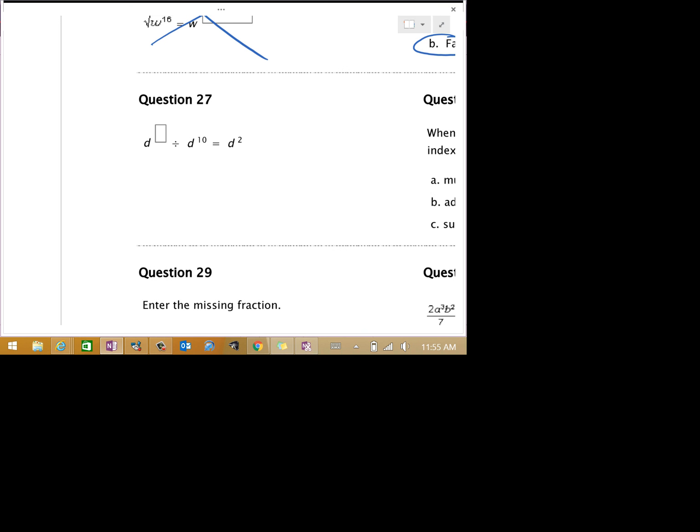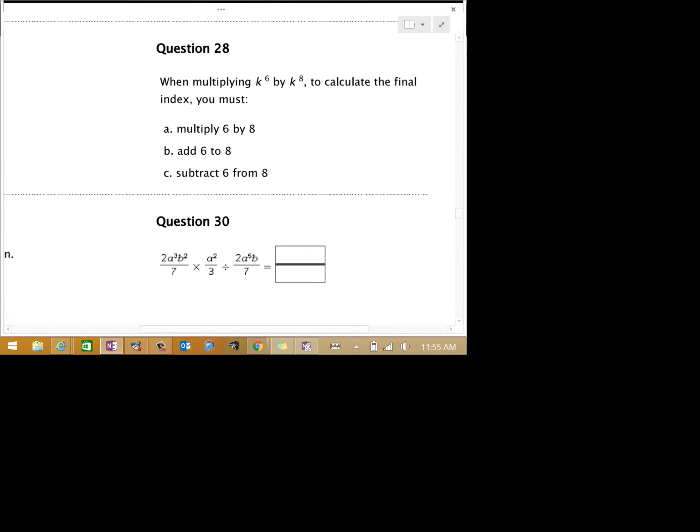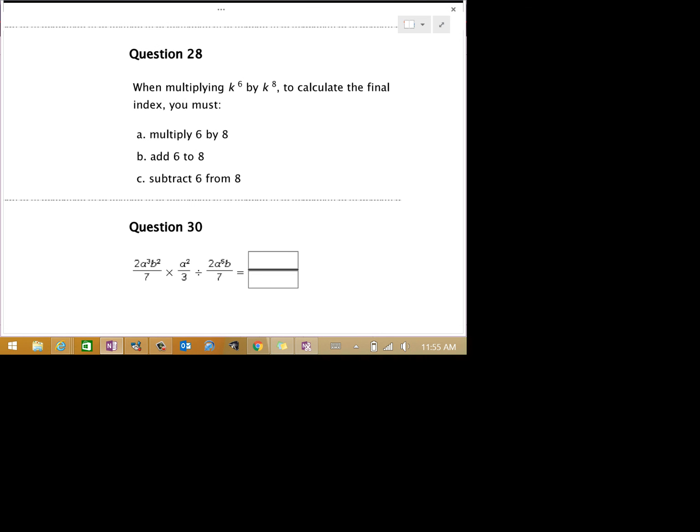Now, what about this one? If I have d to the power of something divided by d to the power of 10 is equal to d squared... No, it is 12 because I'd subtract the powers. So that is d to the power of 12. When I divide two indices of the same base, I subtract the powers.